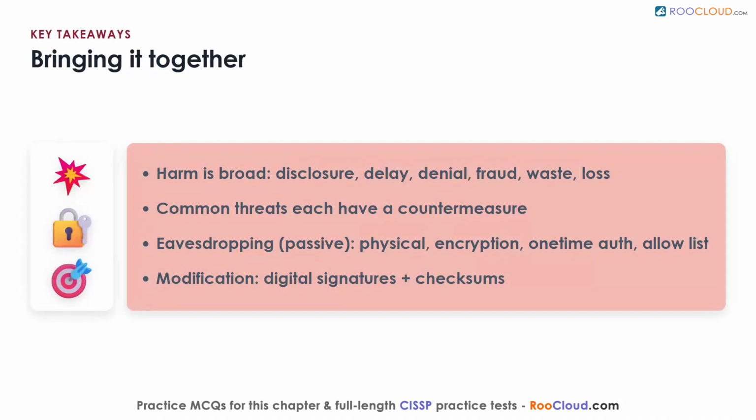So let's bring it together. Harm to your communications is broad, spanning disclosure, delay, denial, fraud, waste, abuse, and loss, not just destruction. The common threats, from denial of service and impersonation through replay, poisoning, eavesdropping, and modification, each have a countermeasure. Eavesdropping is a stealthy, passive attack you defeat with physical security, encryption, one-time authentication, and allow listing. Modification attacks alter and replay traffic, so you counter them with digital signatures and checksums. Protect the channel, and the data crossing it stays trustworthy.